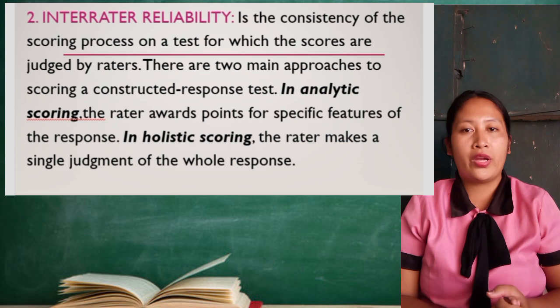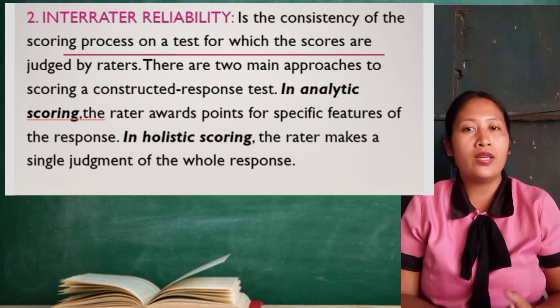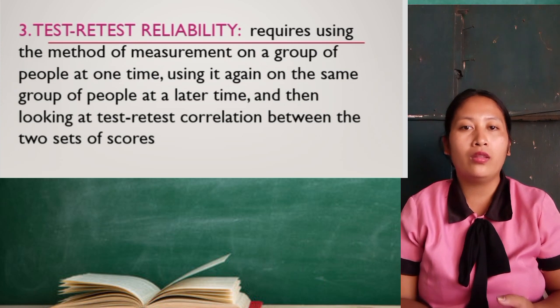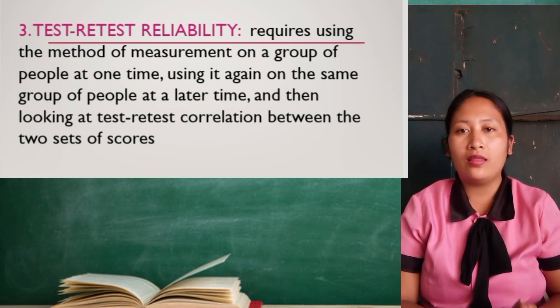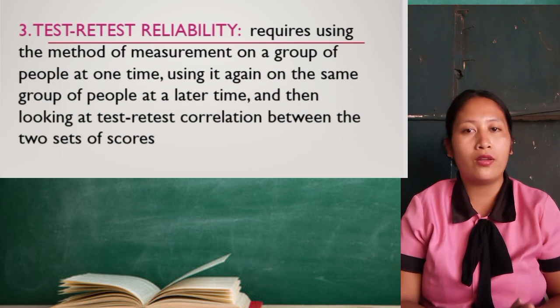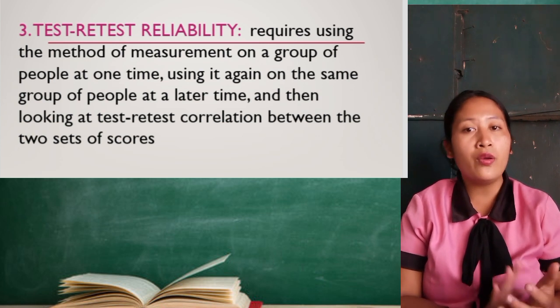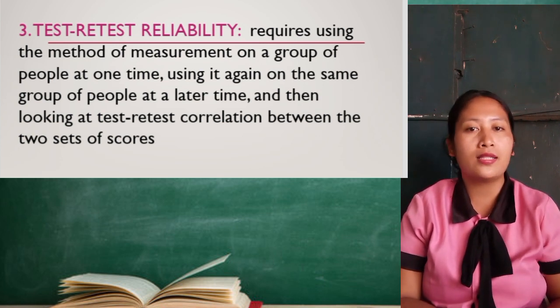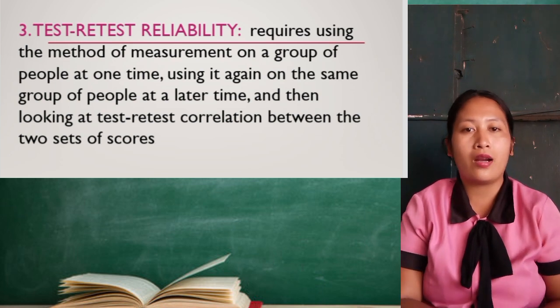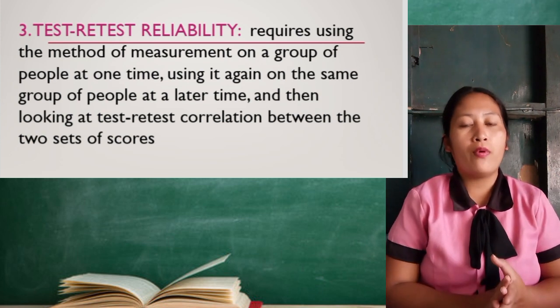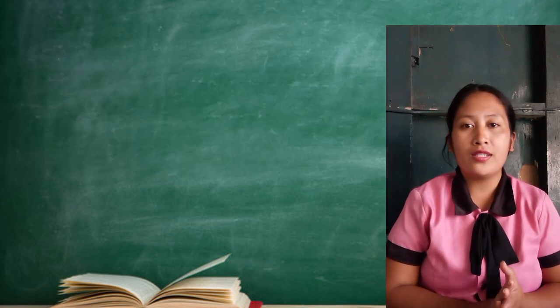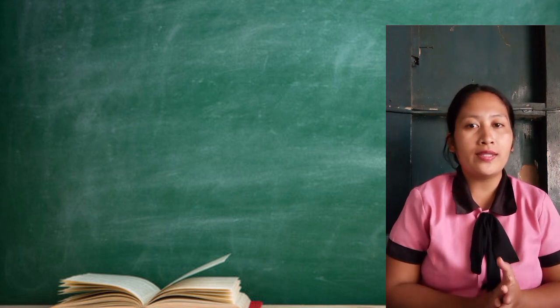The last one, number 3, is retest reliability. This requires using the method of measurement on a group of people at one time, then using it again on the same group of people at a later time, and then looking at the retest correlation between the two sets of scores. By using the retest correlation method, researchers can evaluate the reliability of their measurement instruments and determine whether the same results are consistently obtained over time. Overall, ensuring both validity and reliability is crucial in test development as they contribute to the accuracy and usefulness of test results.